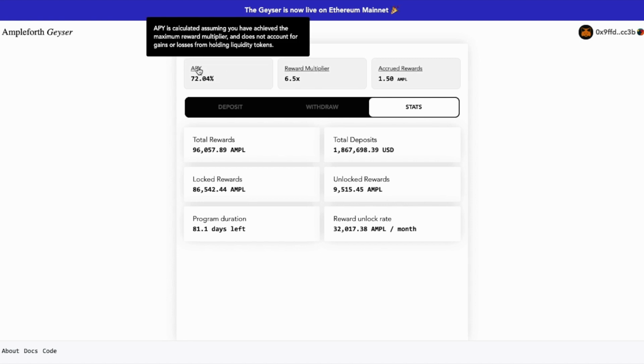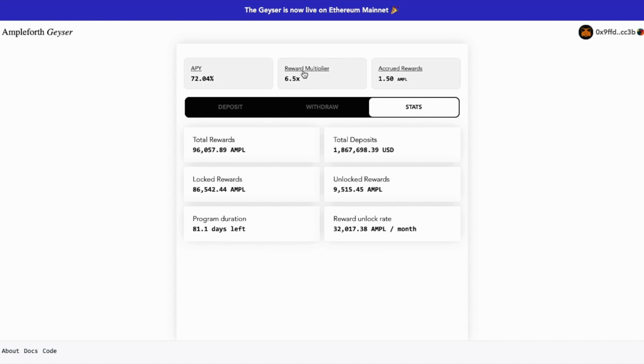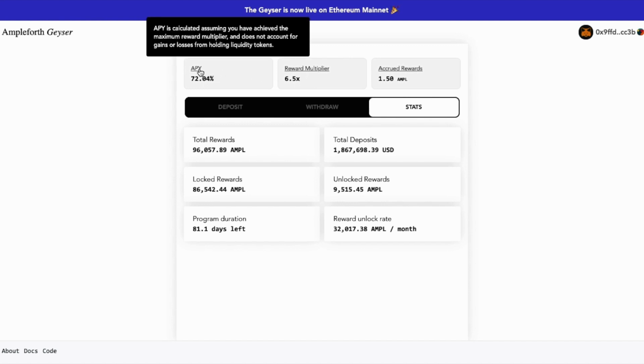Now, APY is calculated assuming you have achieved the maximum reward multiplier and does not account for gains or losses from holding liquidity tokens. Now, the beginning portion is pretty straightforward, right? Assuming that you have achieved the maximum reward multiplier, which is here, and we'll get into that in just a moment. However, the second portion of the explanation does not account for gains or losses from holding liquidity tokens. Now, what does that mean?